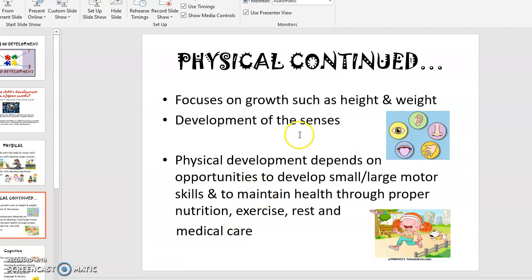It also focuses on things such as height and weight and development of the senses. And physical development depends on opportunities to develop those small and large motor skills, and then also to maintain health through proper nutrition, exercise, rest, and medical care. So these things, the health, the medical care, the exercise, the rest, nutrition, are all going to allow children to do activities using small and large motor skills so that they can develop those properly.